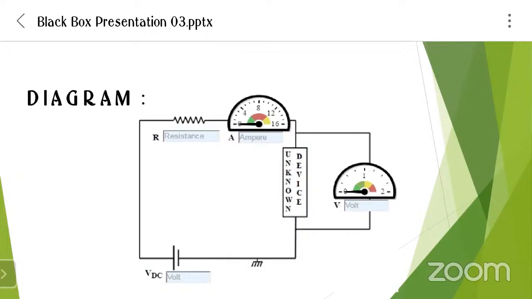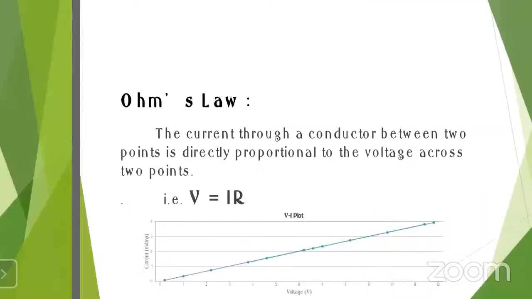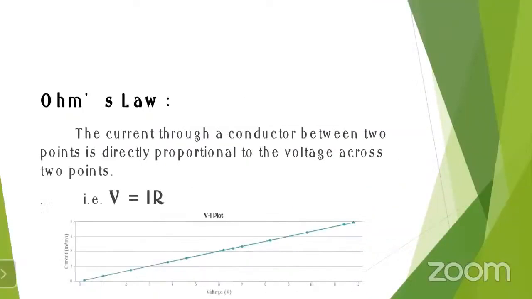We can also use one or more unknown devices by connecting them in parallel or series using different components. But we are dealing with the simplest form of this device. For that, we need to understand how voltage and current vary in each component I mentioned earlier. First, we will discuss the VI characteristics of a resistor. Ohm's law: the current through a conductor between 2 points is directly proportional to the voltage across the 2 points, which means voltage is directly proportional to the current.